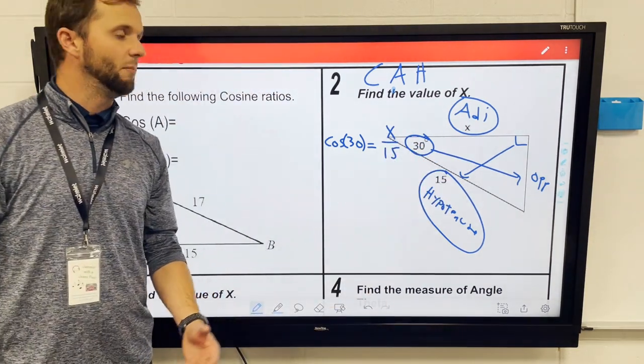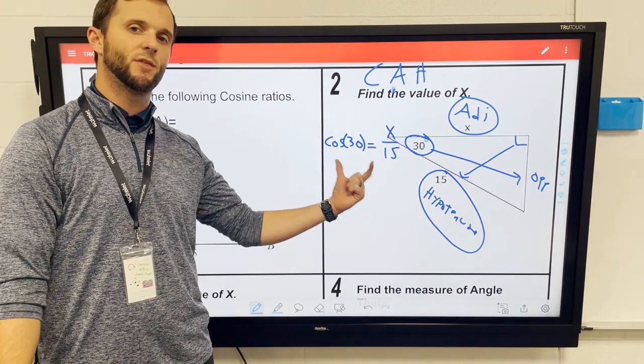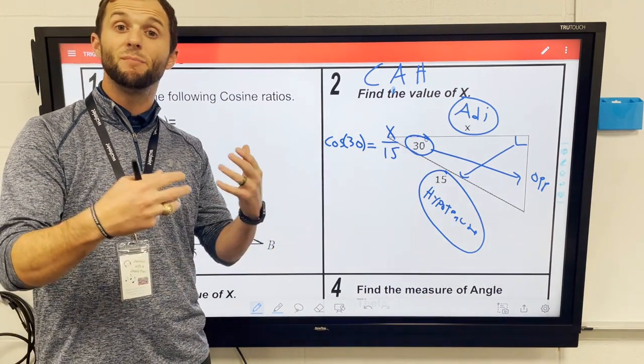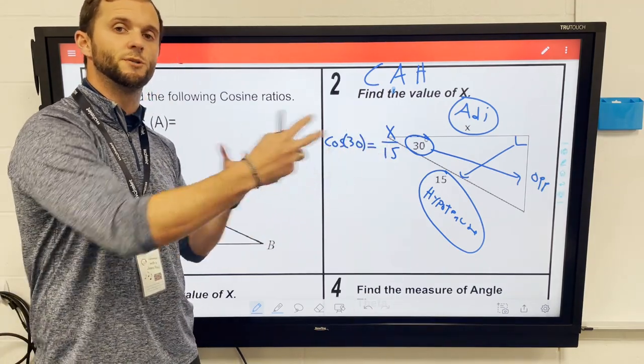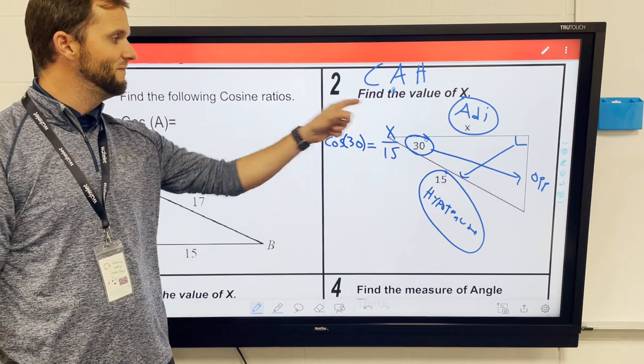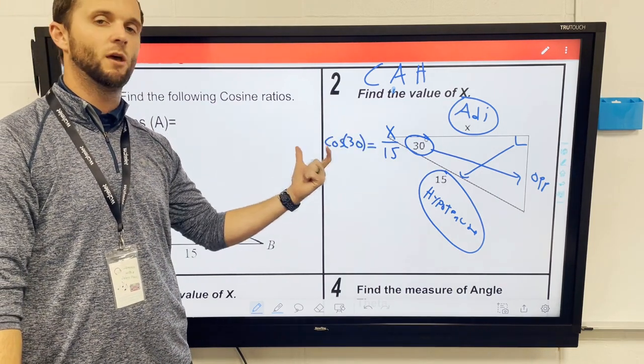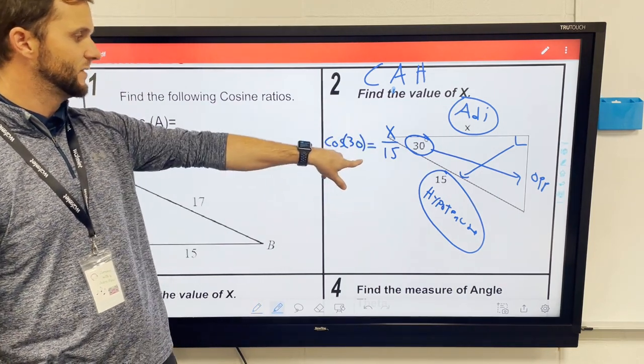I want y'all to remember, if I type the cosine of 30 into the calculator, it's going to give me a number. When I divide these two numbers, that's going to be equal to each other. So I need to figure out what value of x would make that equal to cosine 30. Remember, treat this as if it's a full number.